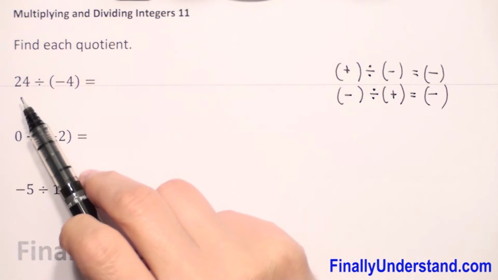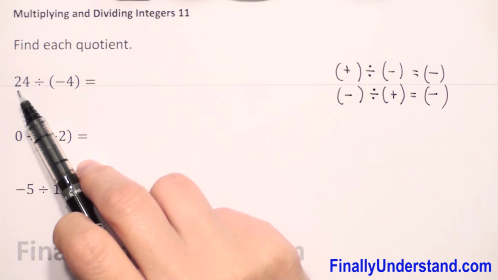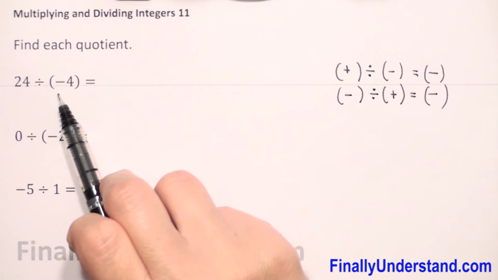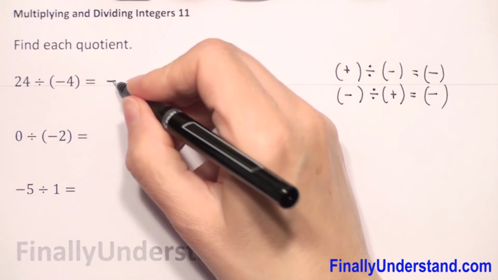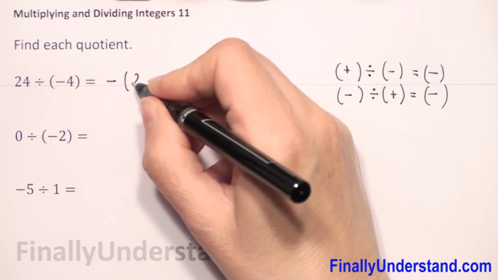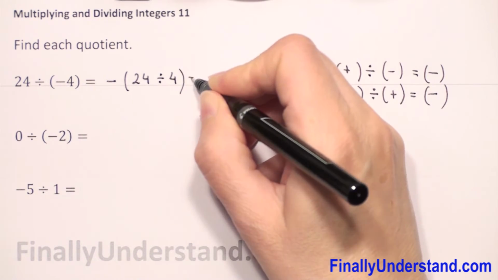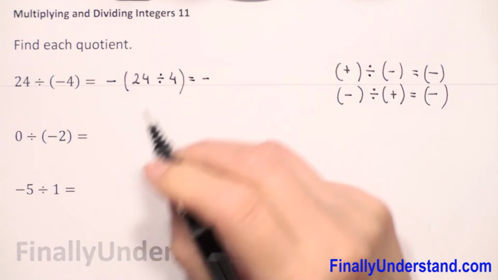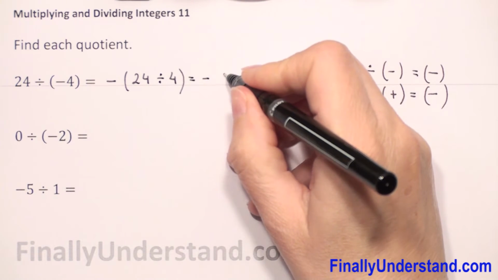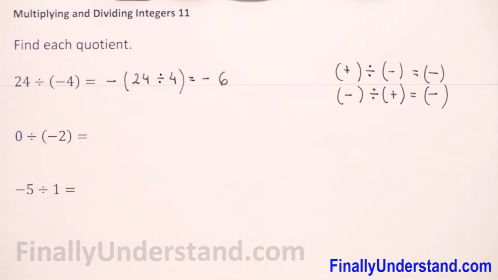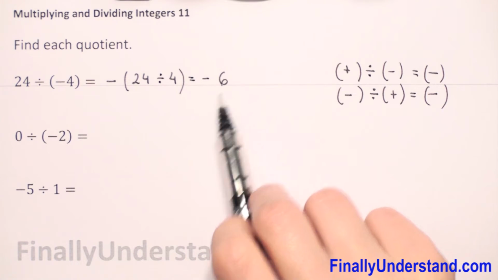And now we have the same, because positive divided by negative gives me a negative sign, and now I have to just divide 24 by 4. So this is equal, negative sign we have to rewrite, 24 divided by 4 is 6. So the answer is negative 6.